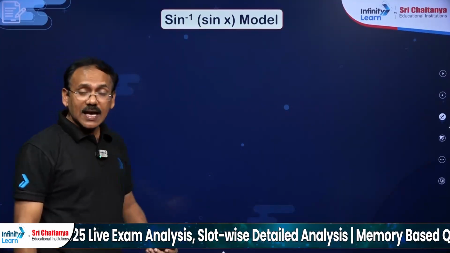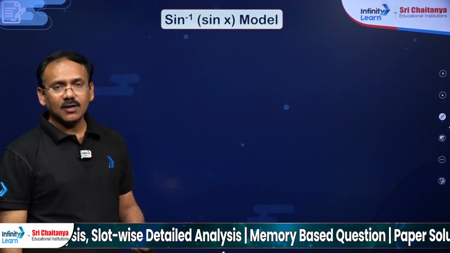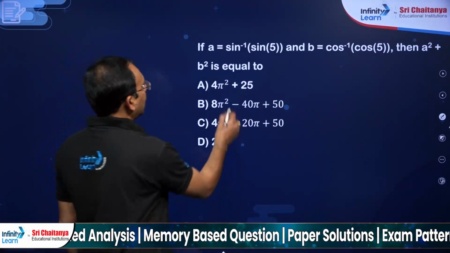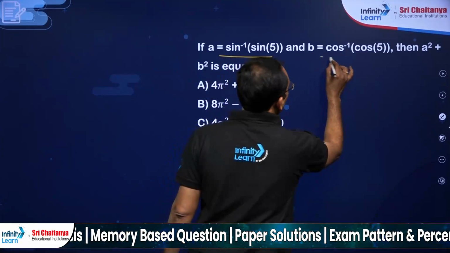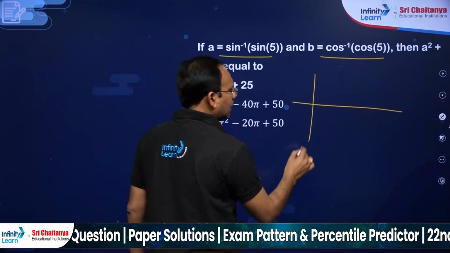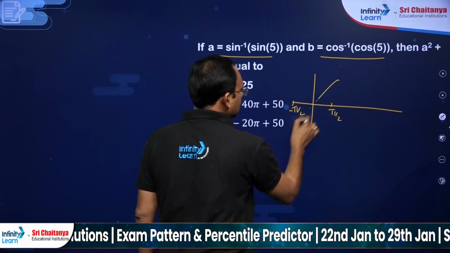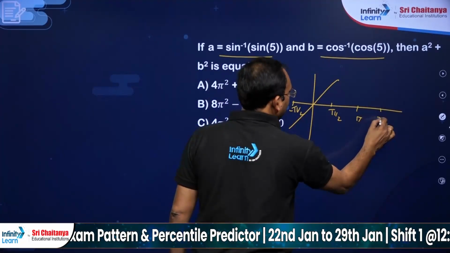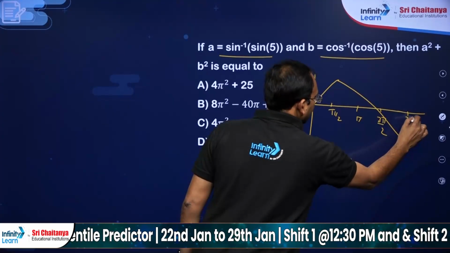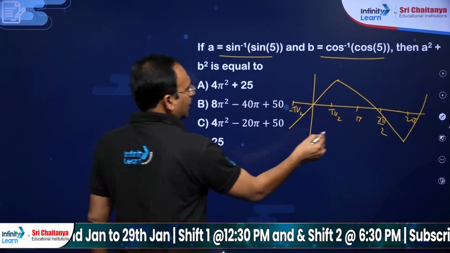Next, my dear friends, sin inverse of sin x, you know, these are very, very important. So, you have to take the help of the graph to simplify this. You see this, my dear friends, A is sin inverse of sin 5, B is cos inverse of cos 5, then A square plus B square. Do you remember, my dear friends, sin inverse of sin x graph, 0 to pi by 2, minus pi by 2 to pi by 2, this is x, pi by 2 to 3 pi by 2, this is the graph, 3 pi by 2, this is 2 pi, it goes like this. Am I correct?